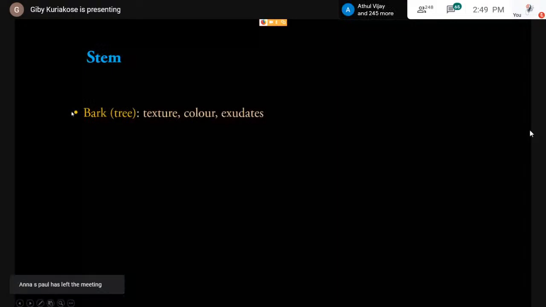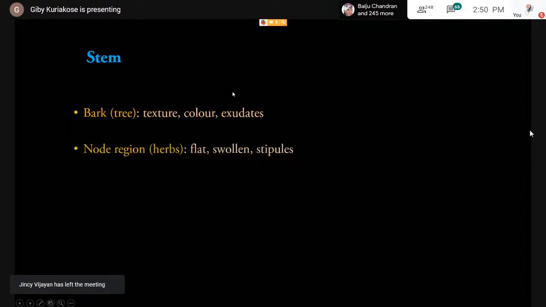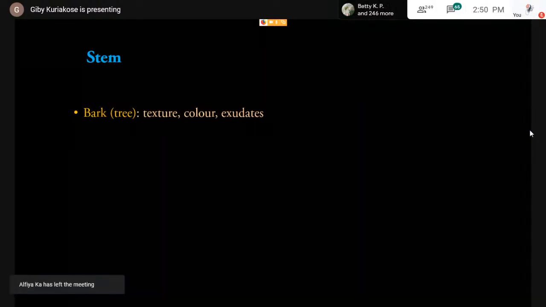Then stem characters: you have to look at the texture, color, and exudates. Such things might not be there in keys. When you start learning field taxonomy and field identification, you should consider these characters also. Collect these characters; even smell matters. I can identify certain plants by getting the smell.